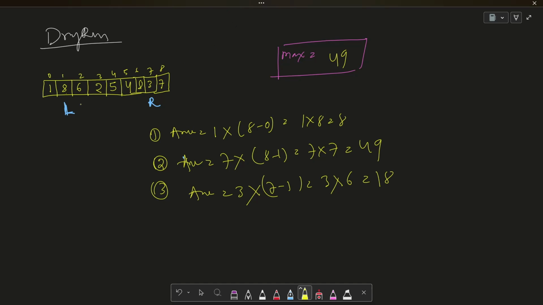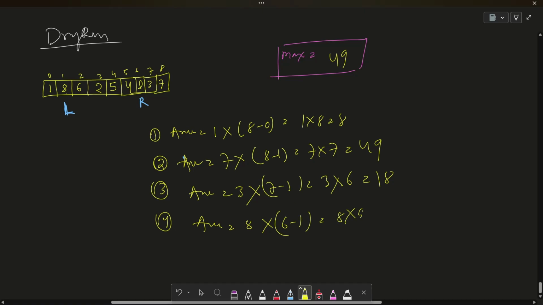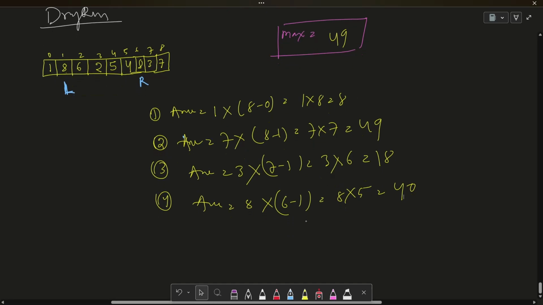Again, we'll move which is shorter, this one. We'll move the right pointer to here. Now the area will become, what is the minimum? 8 only. And what will be the width? 6 minus 1, 5. 8 into 5, 40. 40 is still less than the maximum, so maximum will not get updated.